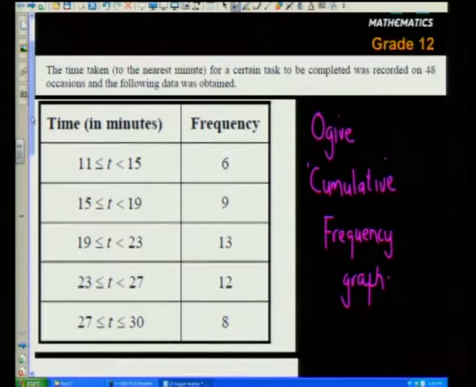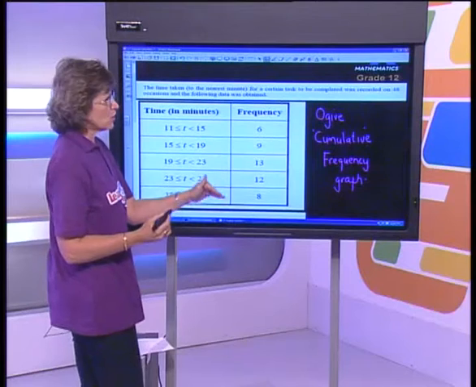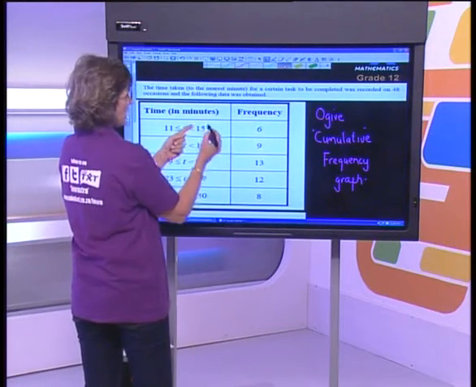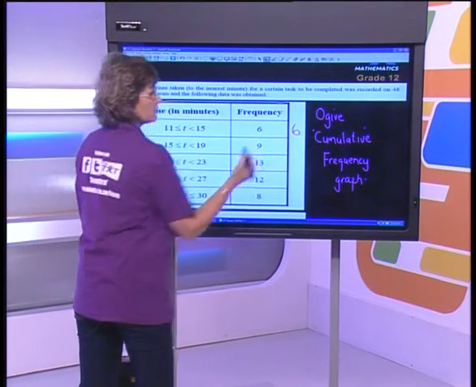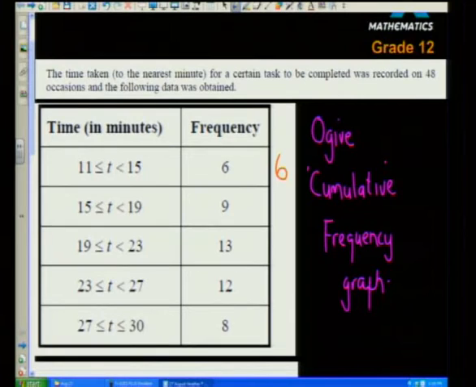Now, for an ogive, what you need to do is you need to work out the accumulated total. So that means, let's see if we can find a nice orange here, that below 15, there are a total of 6 items of data. But below 19, there's 9 and 6, which gives me 15. So we add the 6 and the 9. Now we take that and add the 13, which gets us to 28. Now we take our 28 and our 12, which takes us to 40. And then we take our 40 and our 8, and that comes to 48.